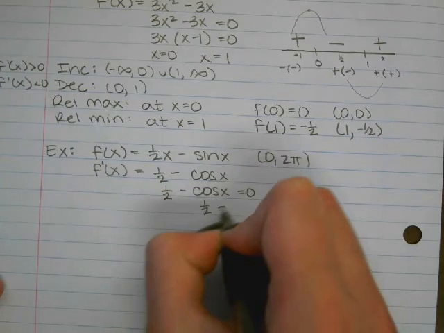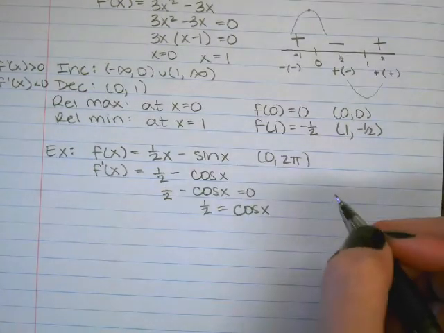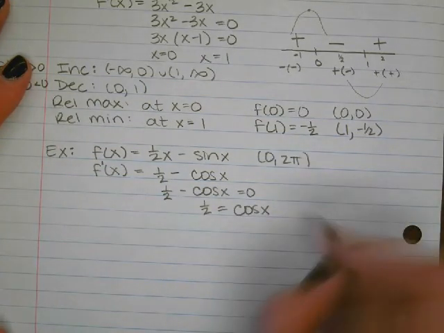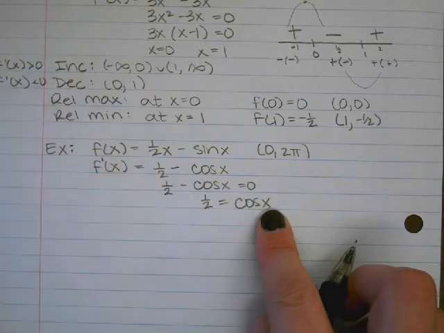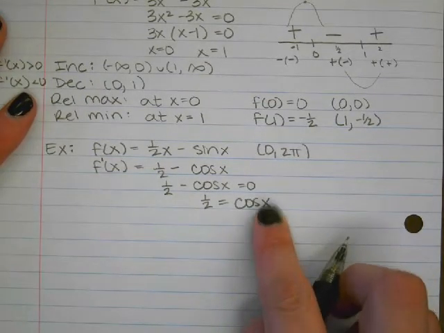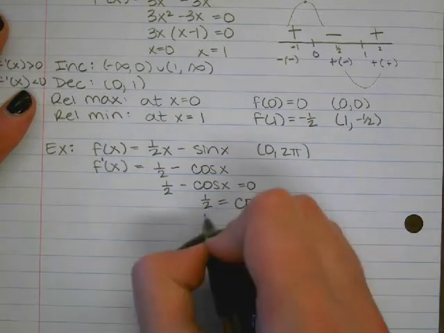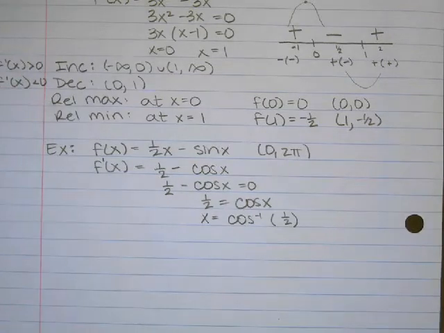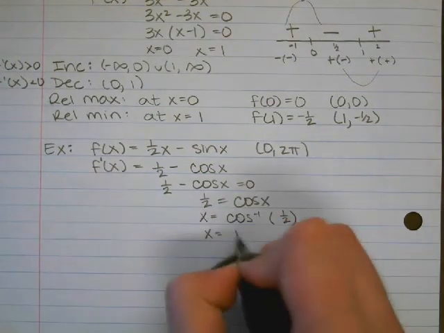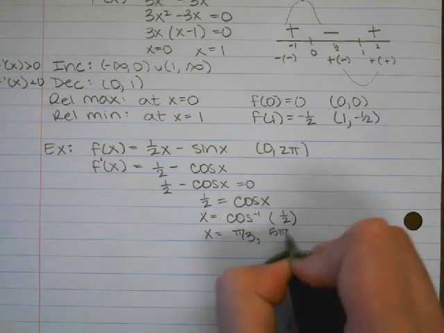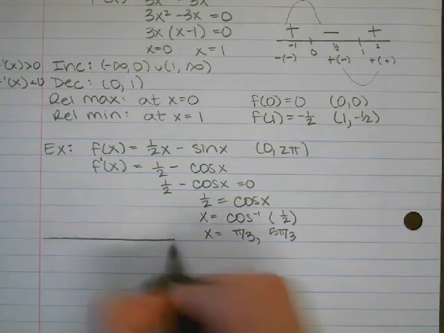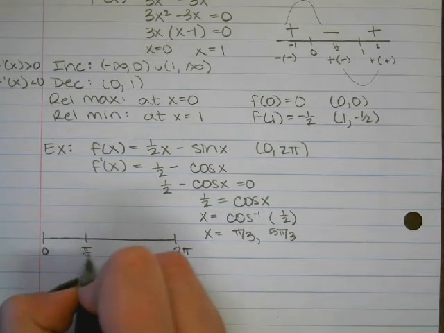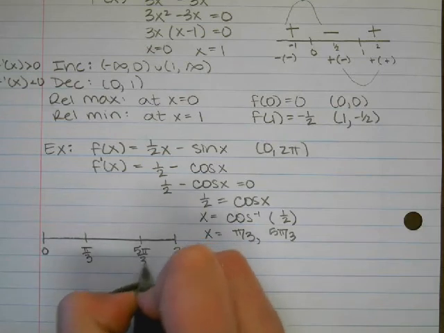So 1/2 equals cos x. And so I need to solve this by taking the inverse of cos x. So x is going to be a radian measurement. That's an angle, so I'm going to look on the unit circle to see what angle has an x value of 1/2. If you look at the unit circle and see where the x value of 1/2 happens, that's at pi thirds and 5 pi thirds. So 0, pi thirds, 5 pi thirds, 2 pi.